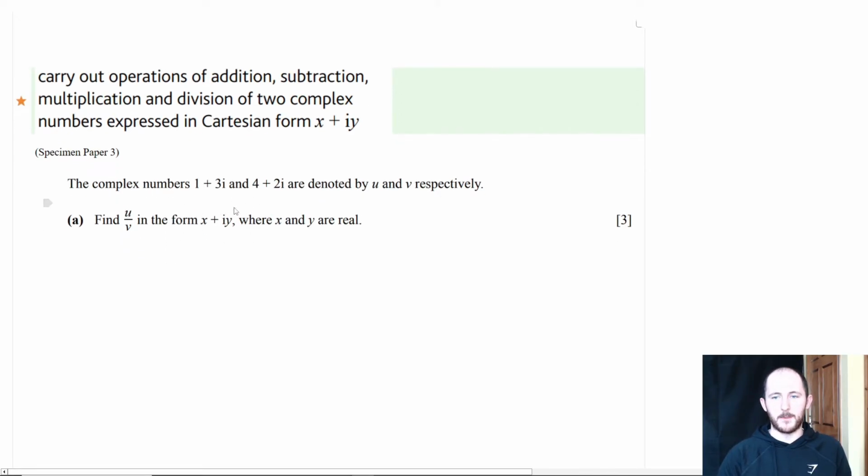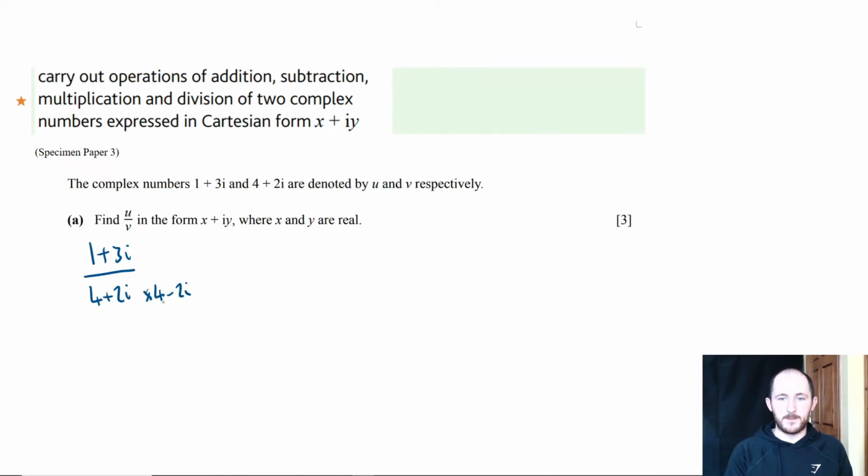With dividing, things get a little more interesting because we always have to write them in the form x plus iy. And we have to do something that's very similar, but not exactly the same, to rationalizing the denominator. So if I write u over v out, u is 1 plus 3i, so we have 1 plus 3i here, over 4 plus 2i. Now the problem with this is we can't just divide normally, because we have an imaginary component. So we need to get rid of the imaginary component. So we do the exact same thing as with rationalizing the denominator. You times the top and bottom, and you just flip the sign.